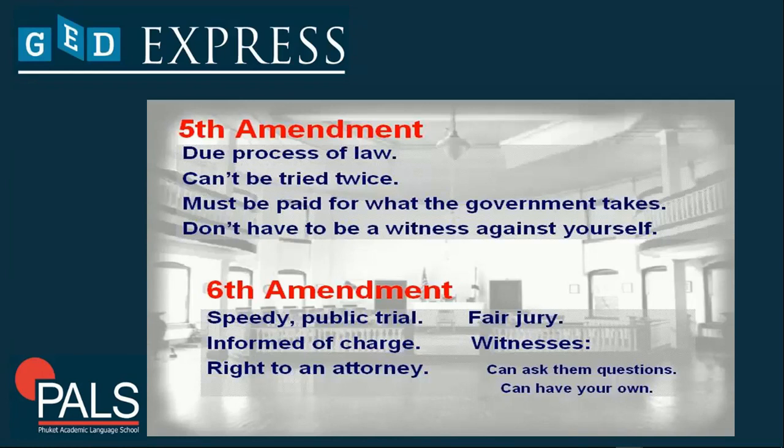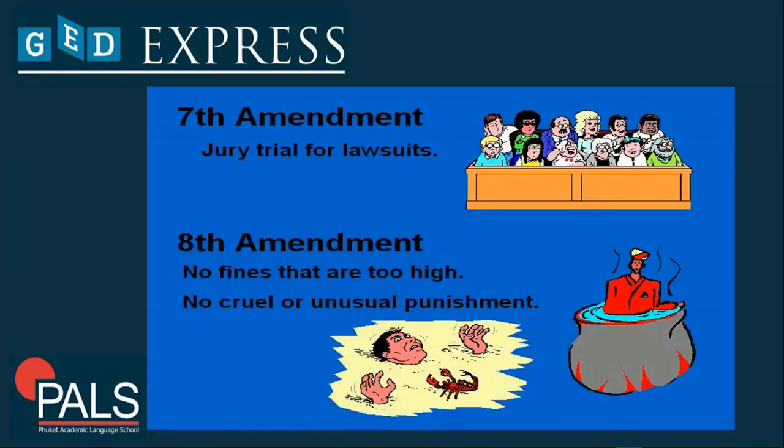The Sixth Amendment is called speedy public trial: being informed of the charge, the right to an attorney, a jury, witnesses, and being able to ask them questions and have your own. These are very important factors, because in the court you have all of this information, and of course your private or public lawyer will inform you what you're going to do in the court as well. The next one is the Seventh Amendment, jury trial for lawsuits. You can see in the picture that there are people watching and listening. What is the debate all about? What is the crime all about? They also educate how to do a trial in the court as well.